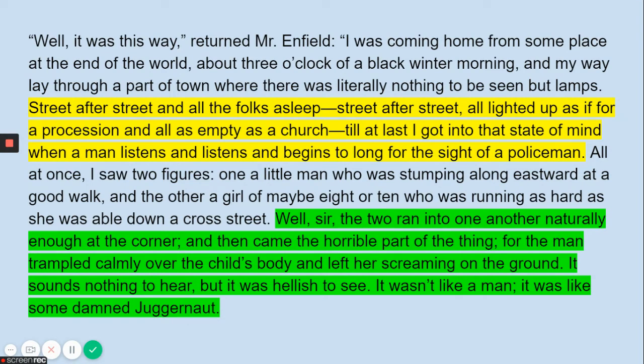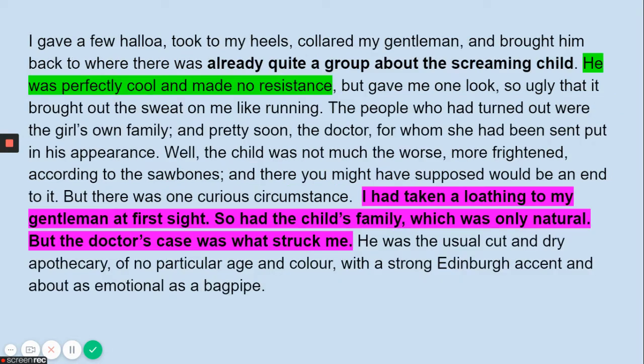One, a little man who was stumping along eastward at a good walk, and the other a girl of maybe 8 or 10, who was running as hard as she was able down a cross street. Well, sir, the two ran into one another naturally enough at the corner, and then came the horrible part of the thing, for the man trampled calmly over the child's body and left her screaming on the ground. It sounds nothing to hear, but it was hellish to see. It wasn't like a man, it was like some damned Juggernaut.